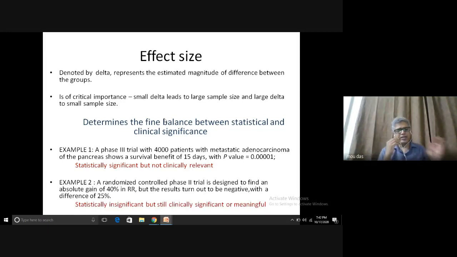Similarly, you have a very good treatment, but from before we have kept an effect size of 40%, too optimistic. But due to the inadequate sample, whatever, the effect came to be 25%. Sample size was calculated with 40% effect size, and because the result came as 25%, it was not statistically significant. But any day for an oncological trial, a 25% difference in response rate is quite clinically meaningful and acceptable to the clinician.